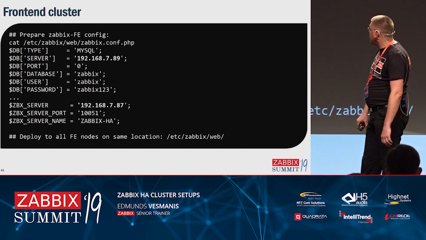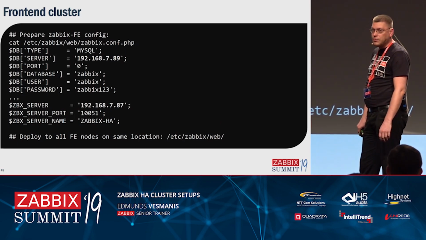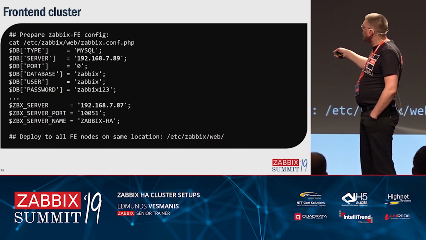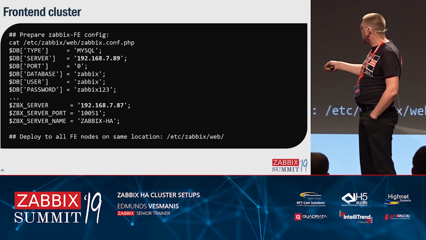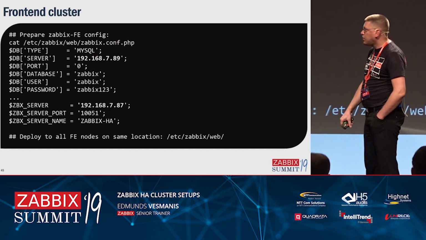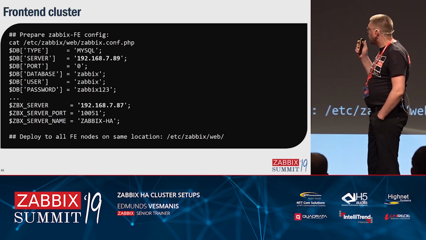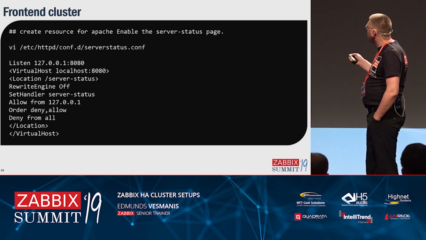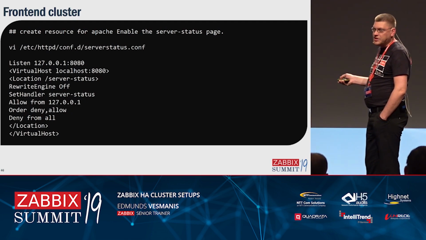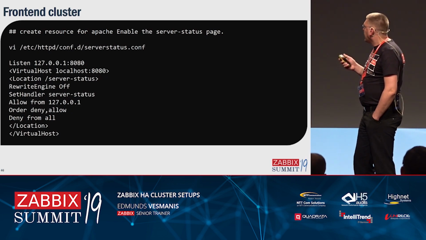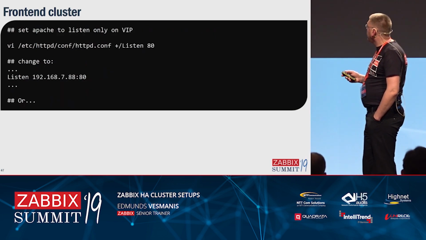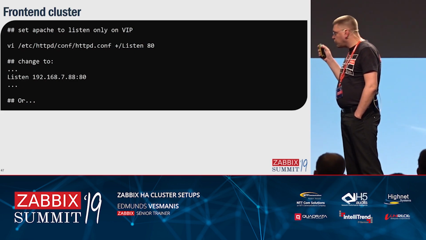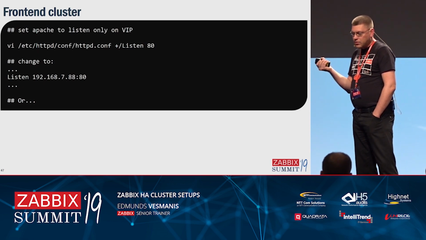And I have already prepared a configuration file for the front-end. We use virtual IPs for our server cluster nodes and the virtual IP for the DB server nodes in our setup of the front-end. When it's done, we also create a virtual host in Apache so we can monitor the status of Apache itself. And we need to configure the listening port of Apache to the virtual IP of the front-end cluster.